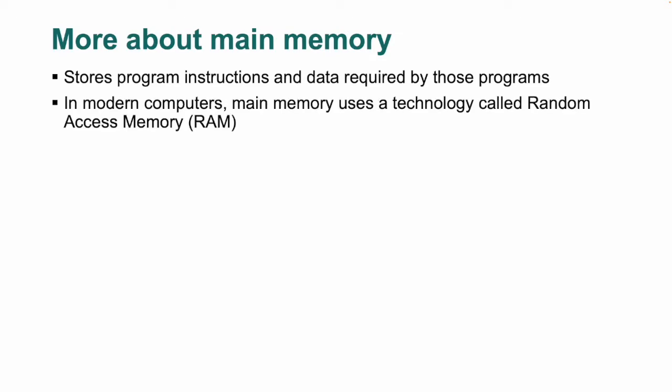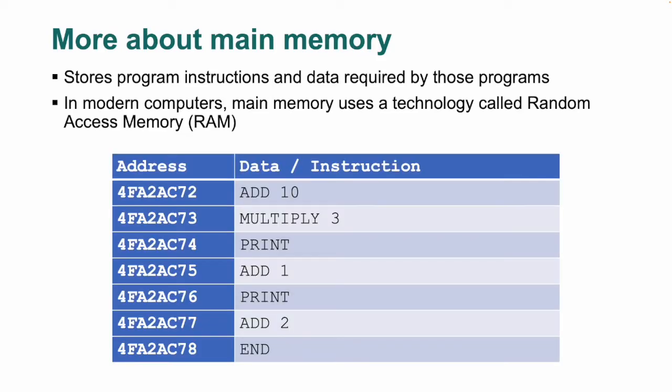In modern computers, a technology called RAM, random access memory, is used to implement main memory. We will learn more details about RAM in video number 3. You can think of main memory as basically a table with two columns, address and data/instruction, or just instruction. The memory address is basically a unique number that identifies one specific cell of the table, or one specific memory location.